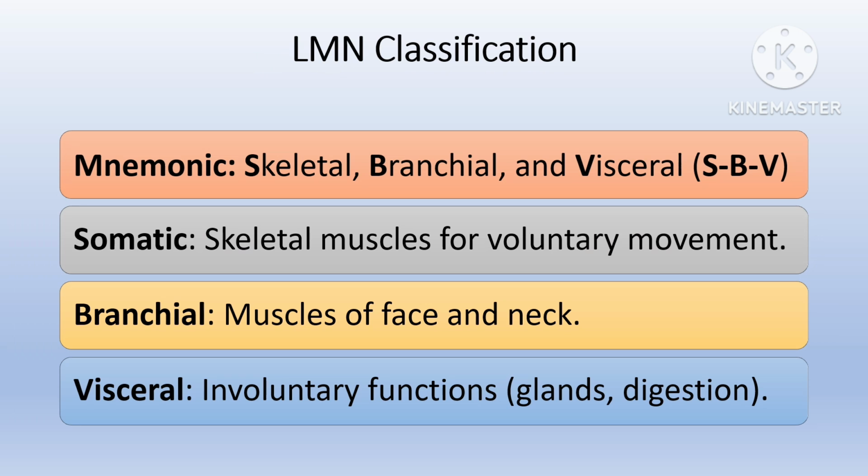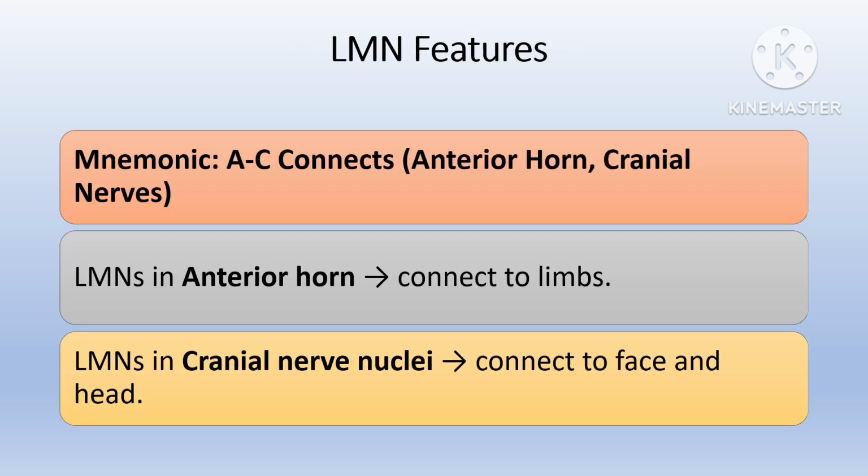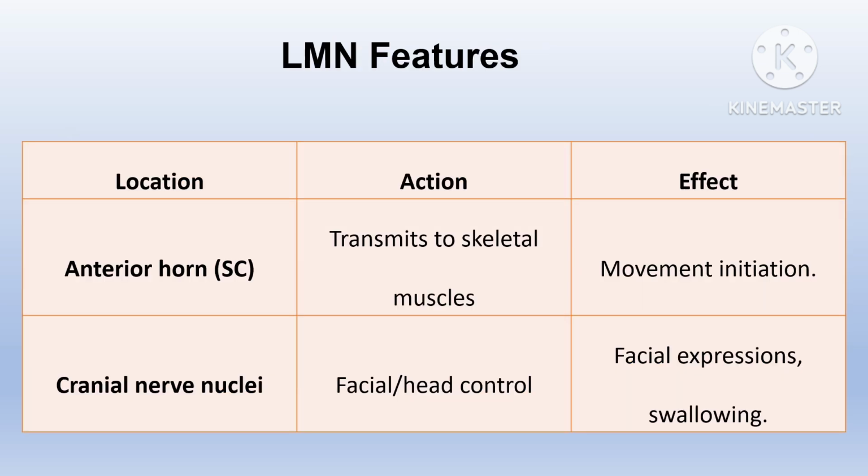branchial, which control muscles in the face, throat, or the neck, and visceral, which help to regulate involuntary actions like digestion and heart rate.